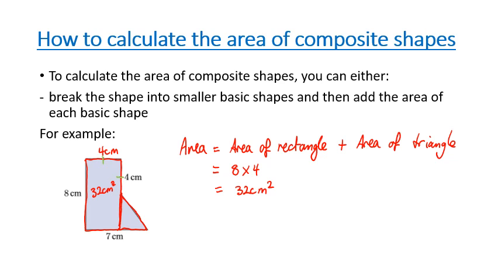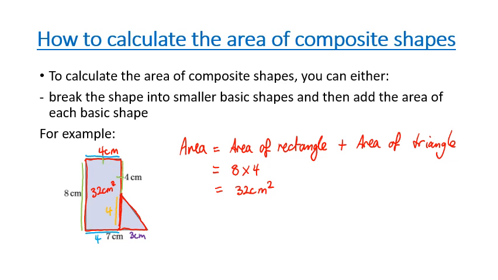Now, in order to work out the area of the triangle, I need to find out what the base and the height is. Now, in order to do that, I know that this length here is 4 centimeters and the total length on the opposite is 8 centimeters. So therefore, I can say that this length must be 4 centimeters. If the top of our rectangle is 4 centimeters, that means this must be 4 centimeters, which means that I must be left with 3 centimeters here because the total length is 7.